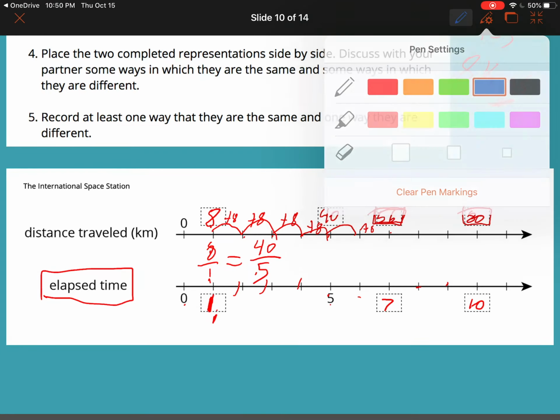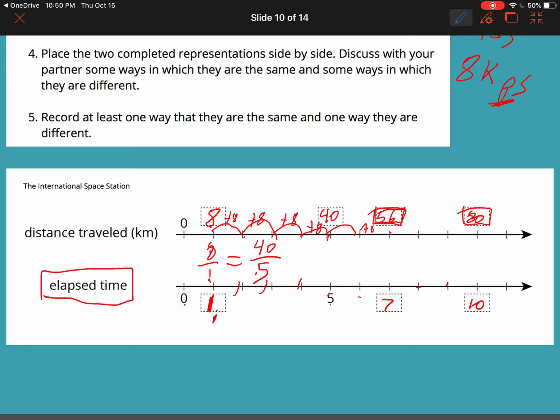Okay. So let's talk about here. We knew that this was number 7. So we know our rate of 8 to 1, which is 8 kilometers per second, 8 over 1, distance over time. And we want that to be equivalent to our distance that we don't know, for our time, which is 7. So 8 times 7 is 56.